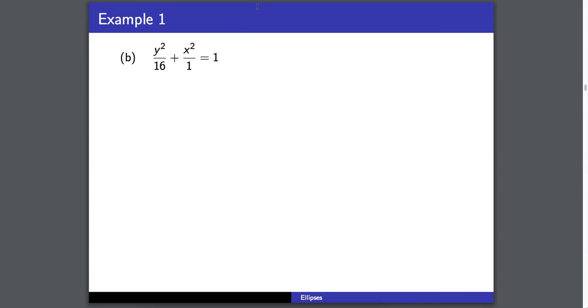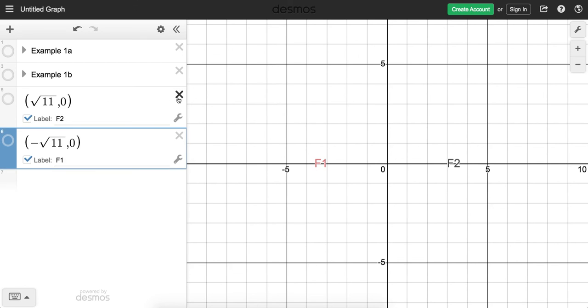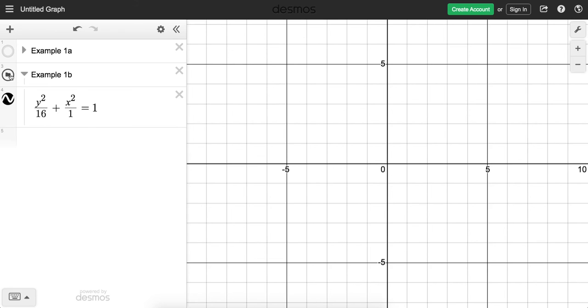All right, moving on to part B, we have y squared over 16 plus x squared over 1 equals 1. And if we want to see what this graph looks like, here is our graph for part B. Notice this one is tall because the 16, the larger denominator, is below the y. So a bigger denominator below the y is going to make your ellipse more of a tall ellipse than a wide ellipse. And the 16 versus 1 here for the denominators, it's going to have quite a ratio of height to width.